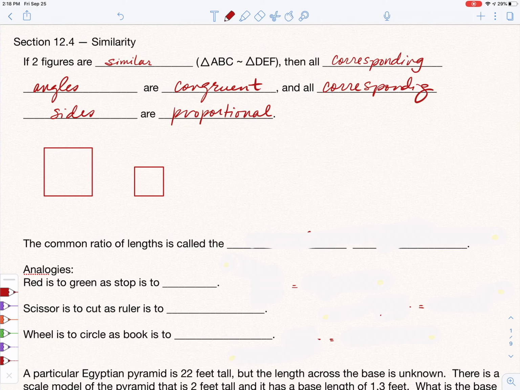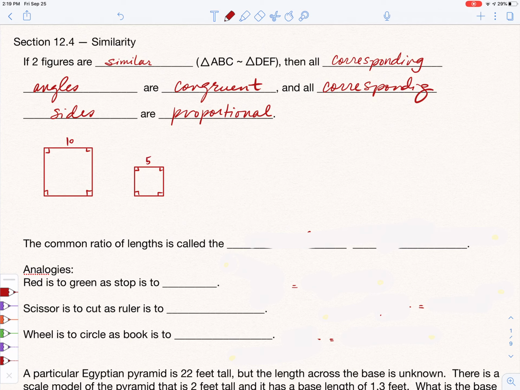I've given here an example, not of two similar triangles, but of two similar quadrilaterals. And in this case, I happen to choose squares. They're similar to each other. You'll notice in a square, we already know that all of the angles are right angles. Well, all of the angles in the larger square are going to be congruent to all of the angles in the smaller square. So the angles are congruent. The sides are proportional.